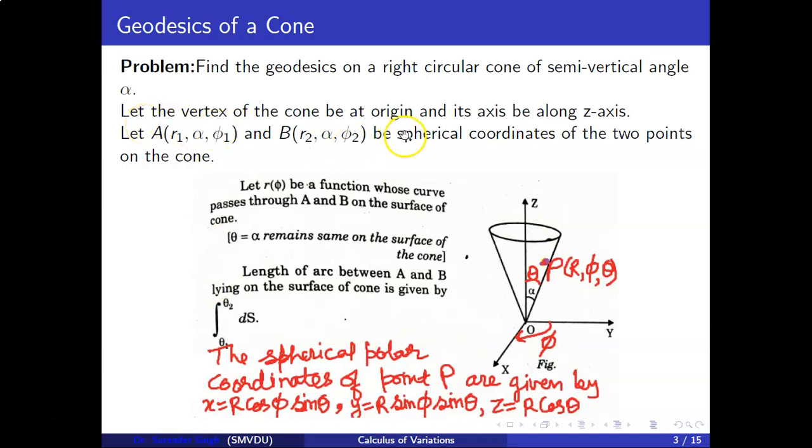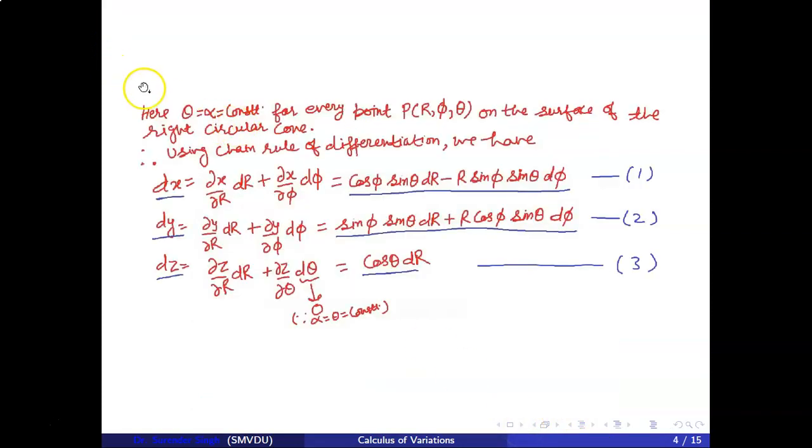Let the vertex of the cone be at the origin, its axis along the z axis. Consider 2 points A and B, and let the spherical polar coordinates of the 2 points on the cone be given. Then the arc length can be obtained in this manner. Here theta equal to alpha, the semi-vertical angle, for every point P (r, theta, phi) on the surface of the right circular cone is constant.